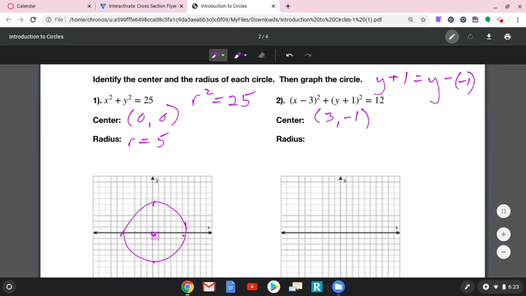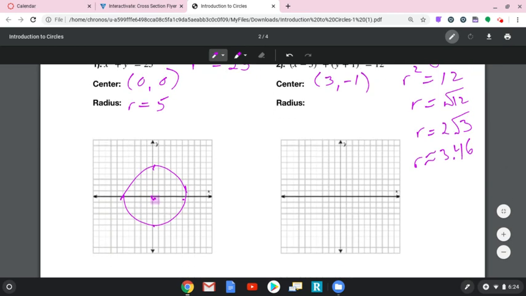Now again, remember, r squared equals 12. That means r is equivalent to the square root of 12, which if we rationalize would be 2 root 3. Now, guys, let's think about that. I'm going to put that in decimal notation so I can estimate approximately how long my radius is. And r is going to be approximately 3.46. So what you're going to do when you graph this is graph approximately 3.46 or 3.5 for your radius. It's an approximation.